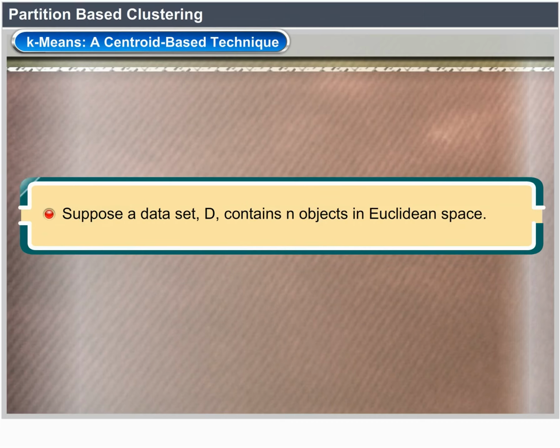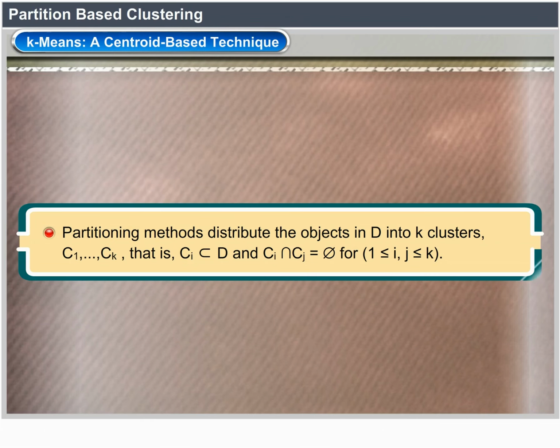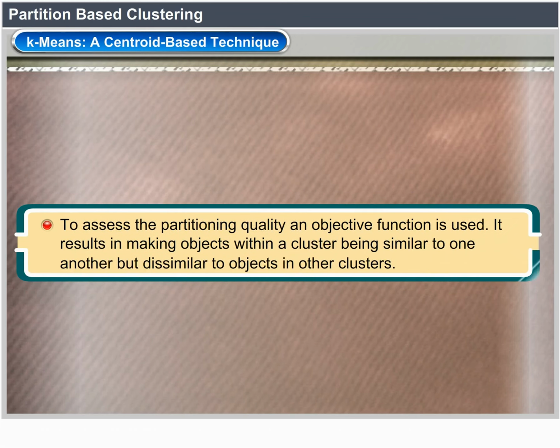Suppose a dataset D contains n objects in Euclidean space. Partitioning methods distribute the objects in D into k clusters C1 ... Ck. That is, Ci is a proper subset of D, and Ci intersection Cj equals null for i, j lying between 1 and k. An objective function is used to assess the partitioning quality so that objects within a cluster are similar to one another but dissimilar to objects in other clusters. That is, the objective function aims for high intra-cluster similarity and low inter-cluster similarity.